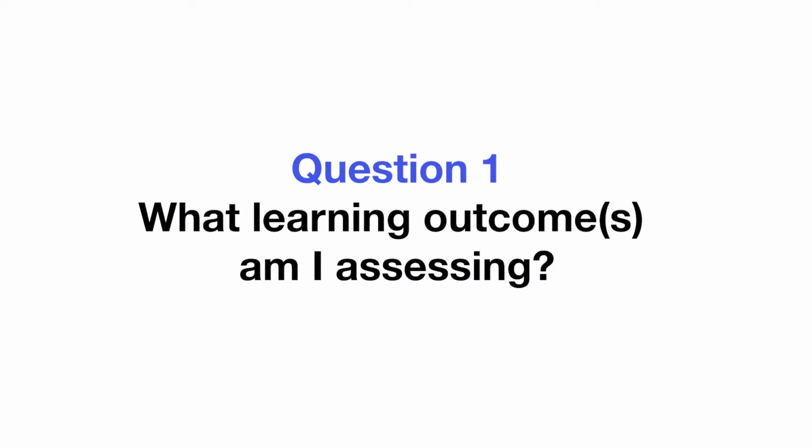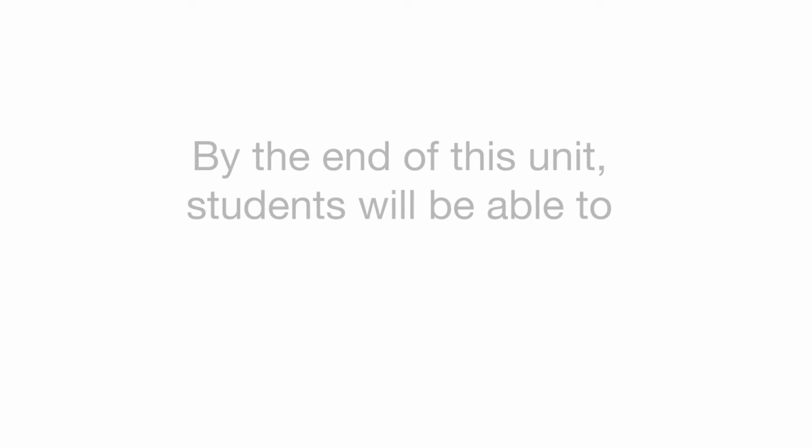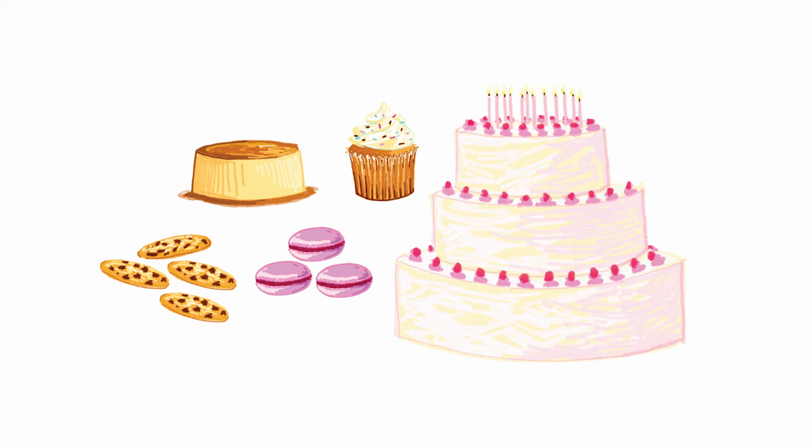The first question to ask is, what learning outcomes am I assessing? A learning outcome is what students should be able to demonstrate by the end of a learning sequence, such as a unit or module. We will explain using the example of a unit on desserts situated in a course on professional baking. The learning outcome to be assessed is, by the end of this unit, students will be able to create a professional, customized baked dessert. The assessment task that will allow students to demonstrate that they've achieved this learning outcome is the creation of a custom multi-tiered cake appropriate for a formal event.